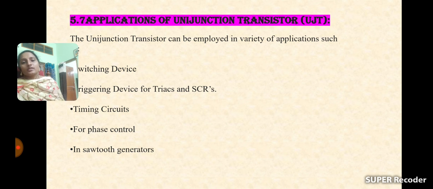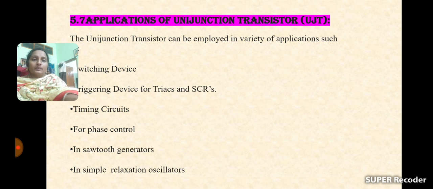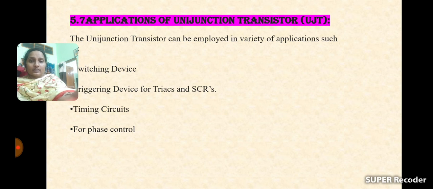And also used in switching devices, and as the triggering device for triacs and SCRs, and also used in timing circuits, and for phase control in sawtooth generators. So these are the wide variety of applications of UJT. Finally, it is also used in relaxation oscillators.